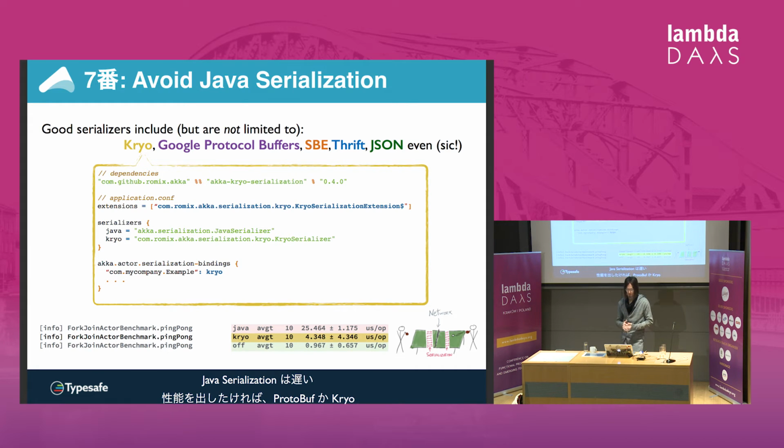And configuring it is as simple as, well, you get the plugin, you register it as an extension, and then you just say which types should be serialized using the Kryo serialization instead of the Java serialization. And you could even disable the Java one so it blows up if someone tries to use Java serialization. And I'd actually recommend that. Okay, so as simple as saying serialization bindings, class names, and which serializer.